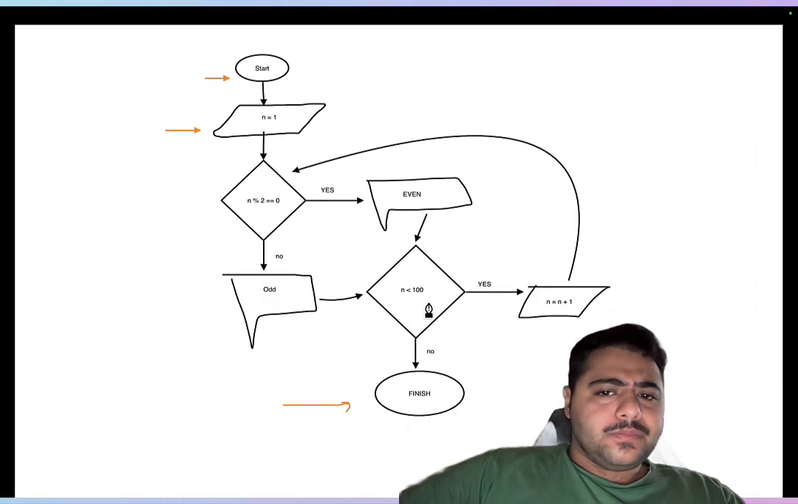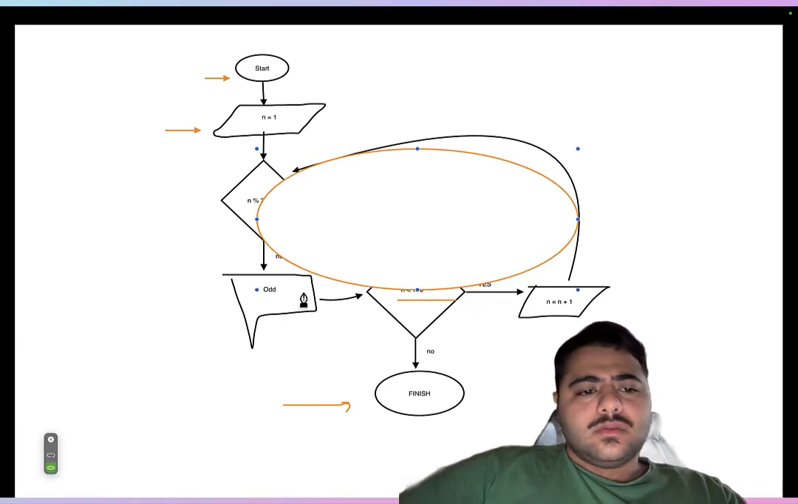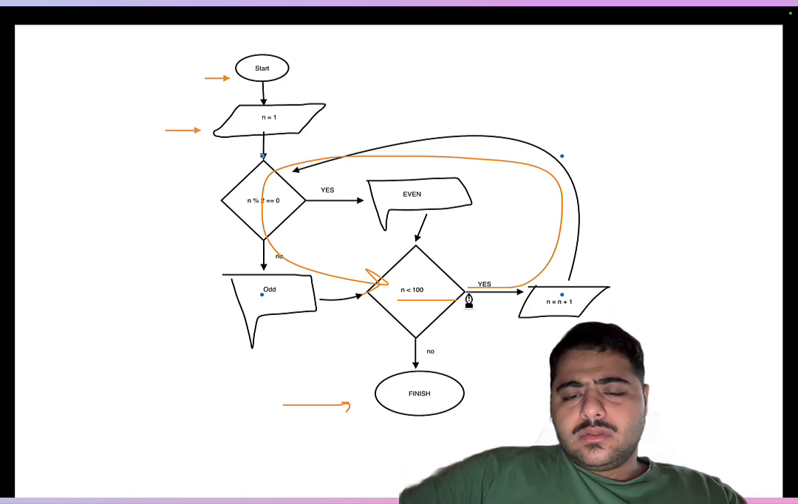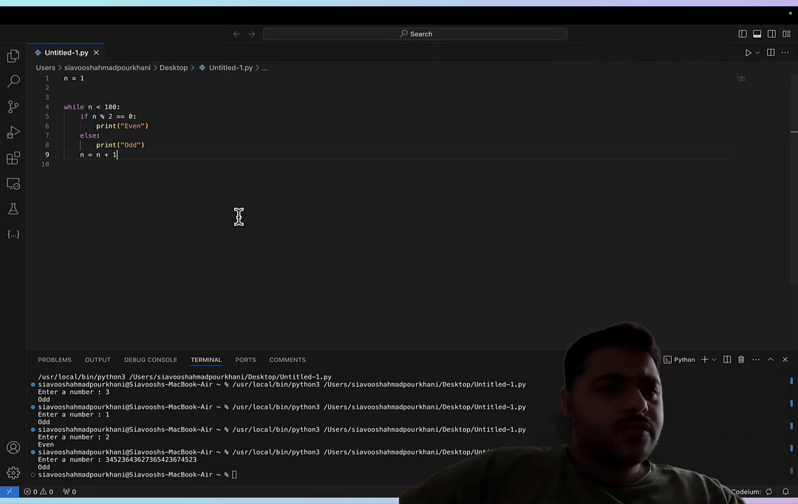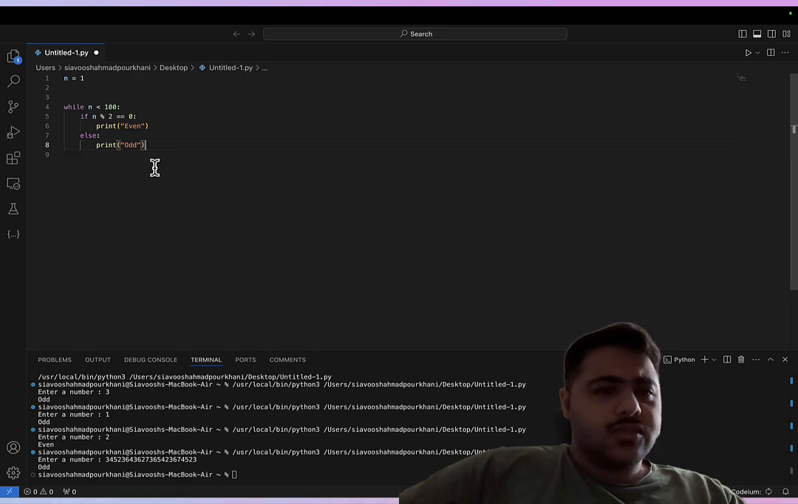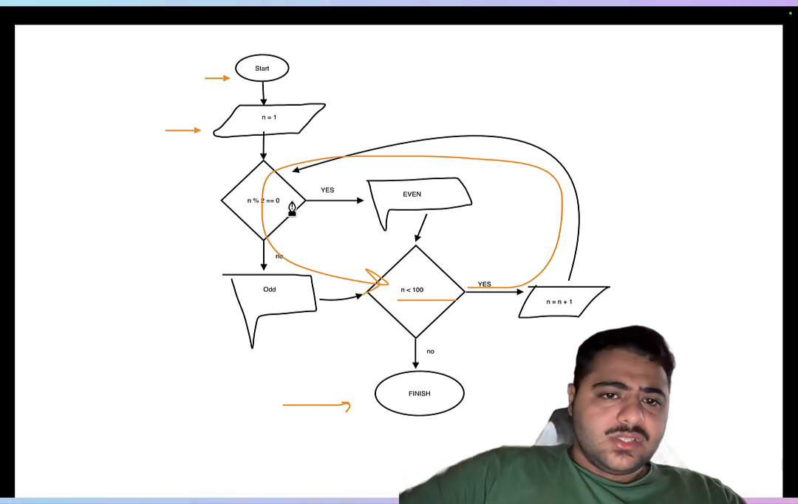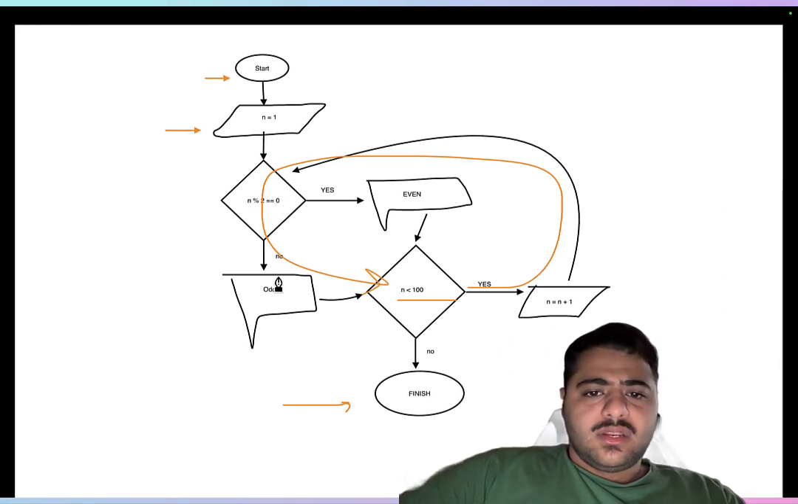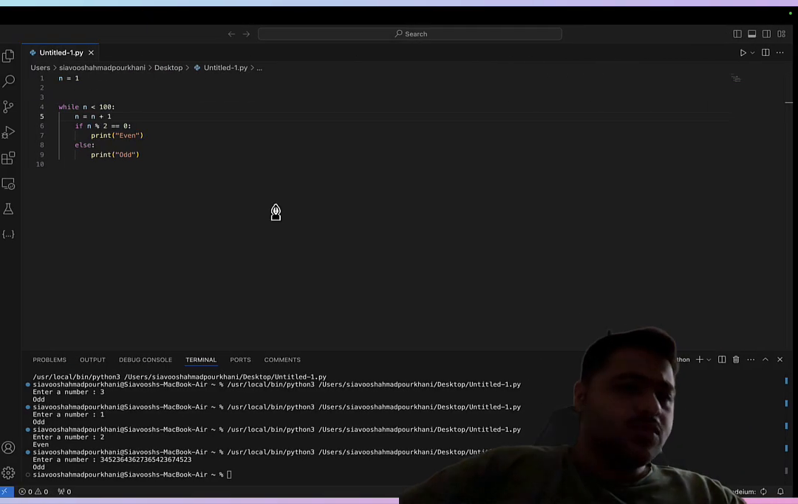Okay, so while it is true, we need to follow this path. The first thing we do is increment n, so that needs to go up. While it is true, we increment n, and then we check if it's odd or even, and then we check the condition again, and yeah, that's the loop.